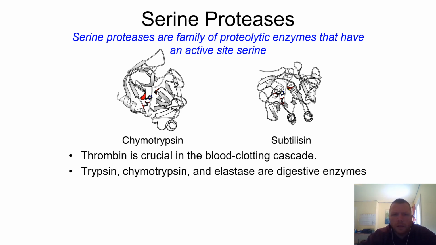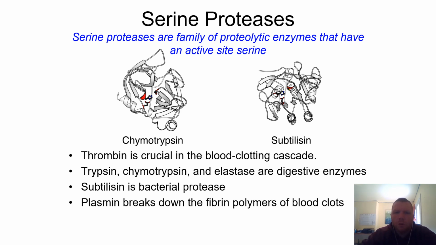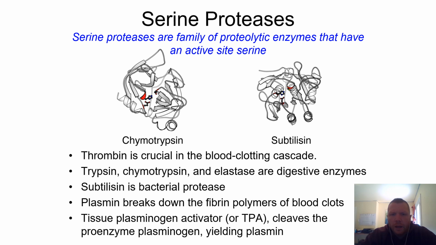They enable blood clotting. Trypsin, chymotrypsin, and elastase are all digestive enzymes. They're going to be found in your gut, and they're going to help you digest proteins. Subtilisin is a bacterial protease, but these are all serine proteases. Plasmin is a protein which breaks down the fibrin polymers of blood clots, and tissue plasminogen activator, or TPA, cleaves the proenzyme plasminogen, yielding plasmin.